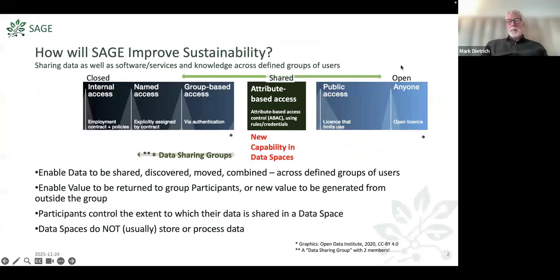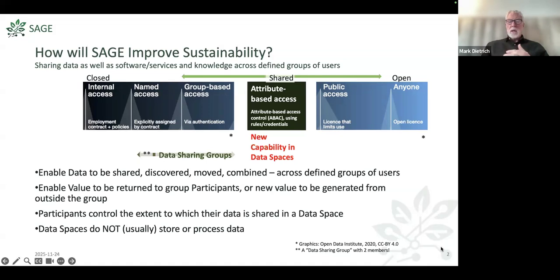So, how will SAGE improve sustainability is a key question. For those of you who've been in this world of data sharing for a while, you'll recognize some of the pictures on this page. They're partly taken from the Open Data Institute from 2020. The block on the left closed, and the block on the right blue and open. Internal access, named access, group-based access, public access, and anyone. This is not a new concept. It's been in the wind for well over 5 years.